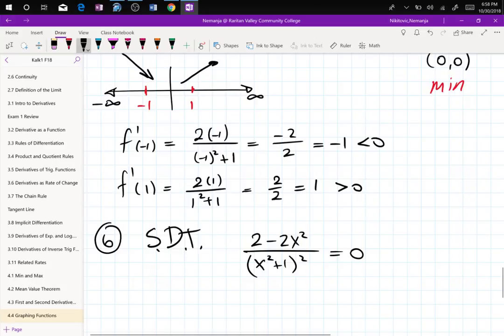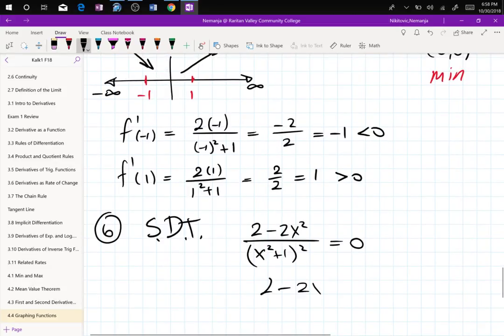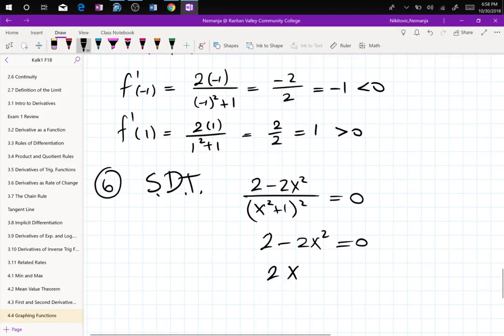You solve this by cross multiplying. Cross multiplication is going to kill the denominator. We have nothing to do there, right? So this is 2 minus 2x squared equals 0. I should keep this one for the test coming up for them. So now what do we do? We have 2x squared equals 2, divide by 2, x squared equals 1, x equals plus or minus 1.